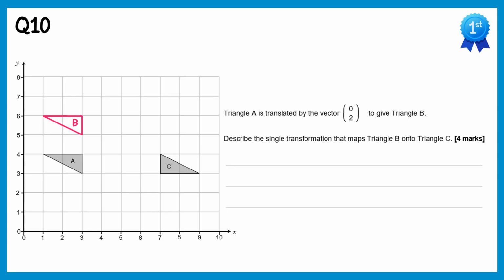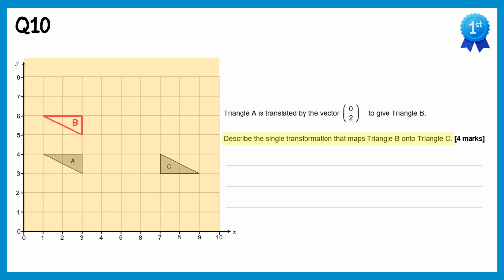And then it says to describe the single transformation that maps triangle B onto C. So we need to work out how we can get triangle B to map onto C. Now you can see the triangle's been turned round, so it's definitely a rotation. So what we would do at this point is take a piece of tracing paper, and then place our pen somewhere on the page and turn the tracing paper until B lands onto C. Now this can be a bit tricky to do at first, but with practice you'll get used to it.